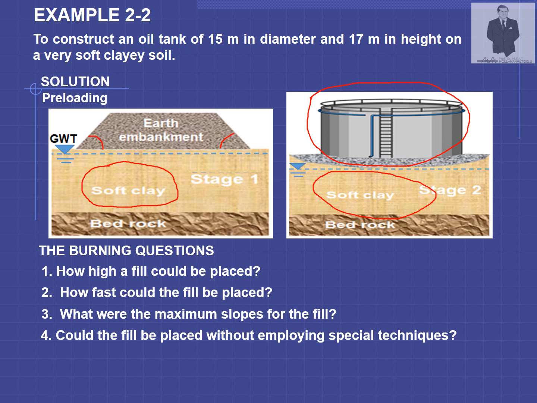Since immediately after construction the undrained condition will prevail, the bearing capacity of the soft clay layer will be a critical one. In that case, you may use geotextile spread over the ground surface to increase the stability of the embankment and the bearing capacity of the soft clay layer. Things like these can be applied.